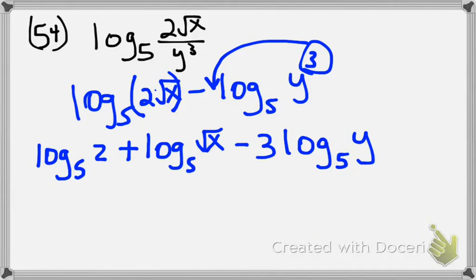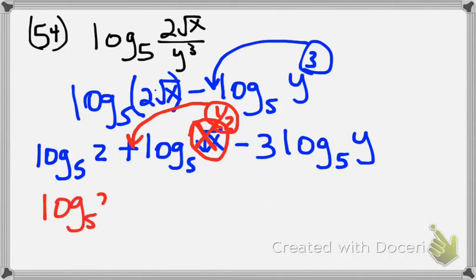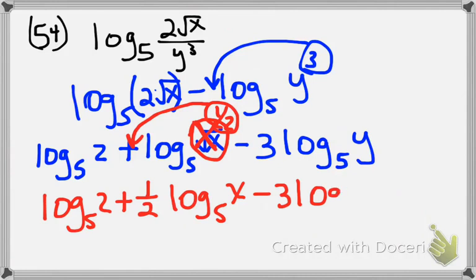Okay, so this seems like it's finished, and it's not a bad answer. It's just that we have one more thing to simplify. The square root of x is the same thing as x to the 1/2 power. So if we rewrite this as x to the 1/2 power, then the 1/2 power can be moved to the front. So log base 5, 2, plus 1/2 log base 5, x minus 3 log base 5, y.